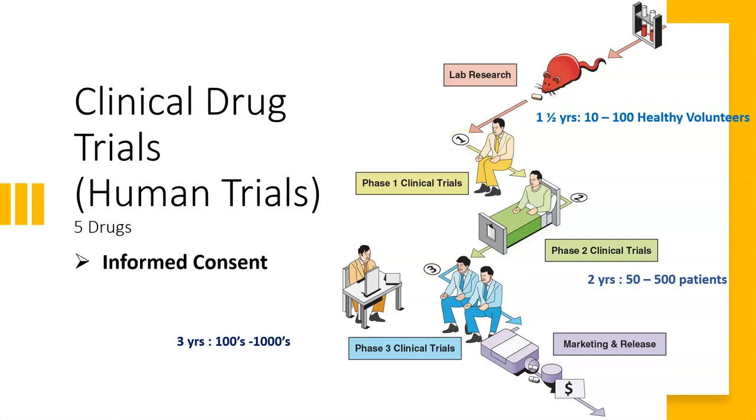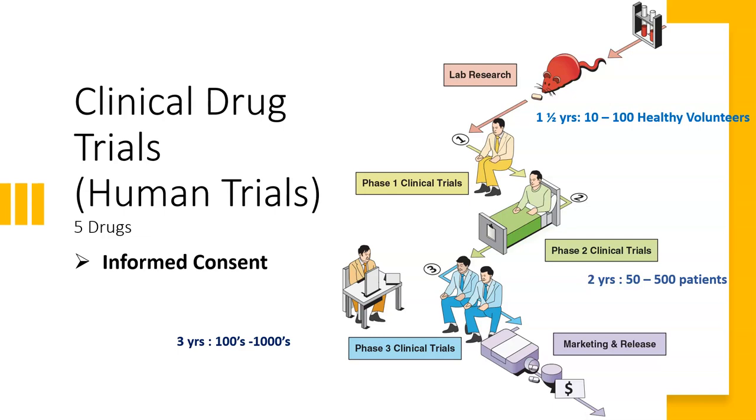Now, a couple of things. With the clinical trials, we started with 5,000 compounds. Only about 5 actually make it to the clinical trials. So that's part of the reason that drugs are so expensive. Time, money, research, all sorts of things in there.